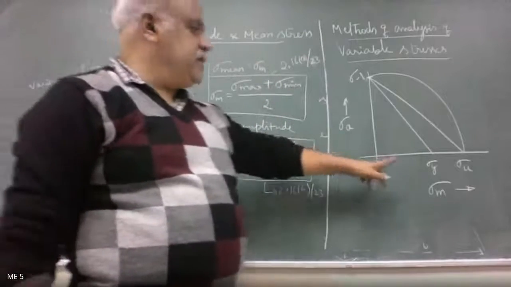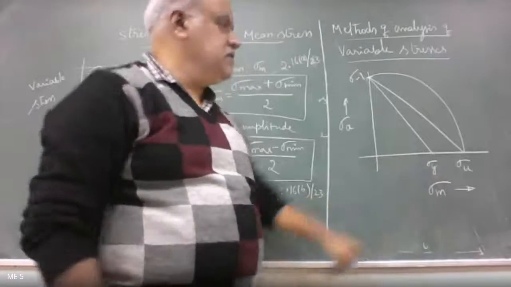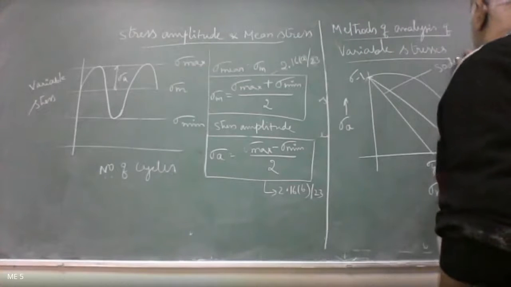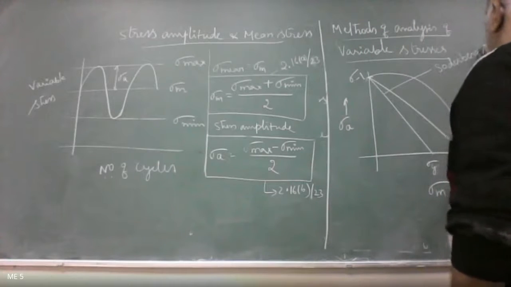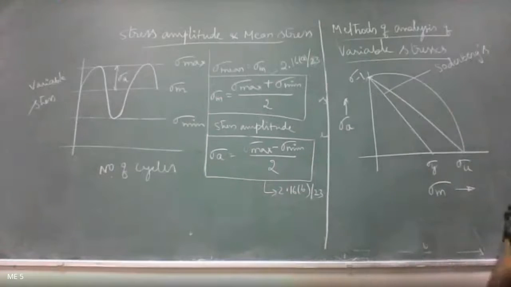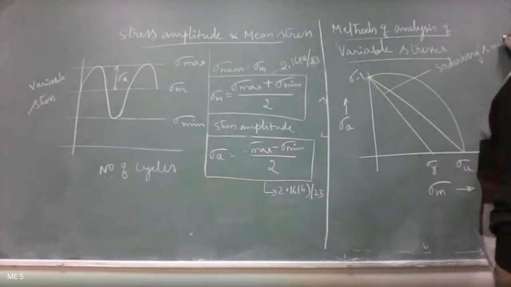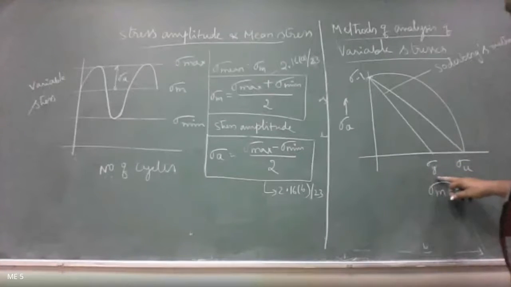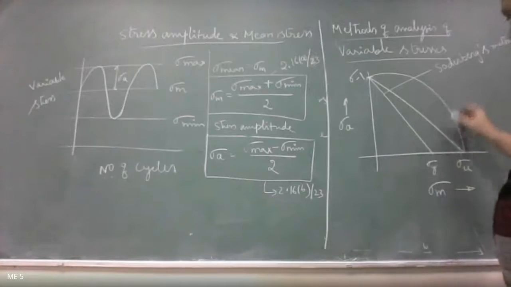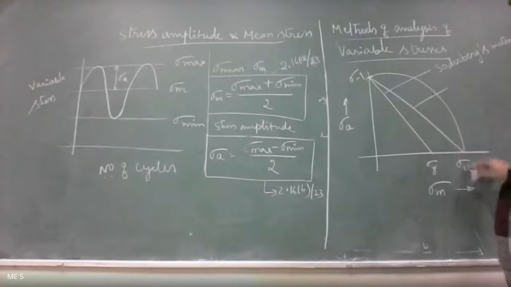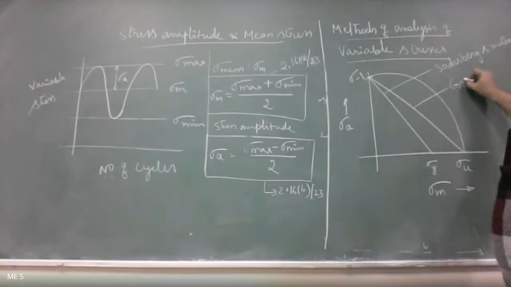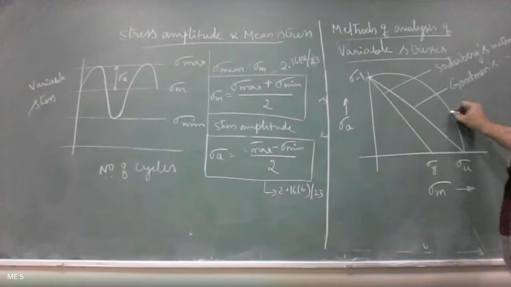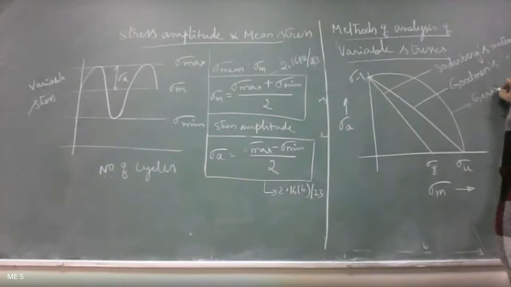The one which takes yield stress as a reference is called Soderberg's criteria, Soderberg's line, or Soderberg's method. Soderberg's method uses yield stress as the reference. The next one, which uses ultimate stress value, is called Goodman's method, and this is called Gerber's method.